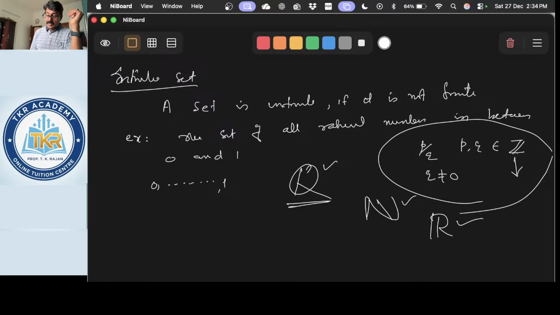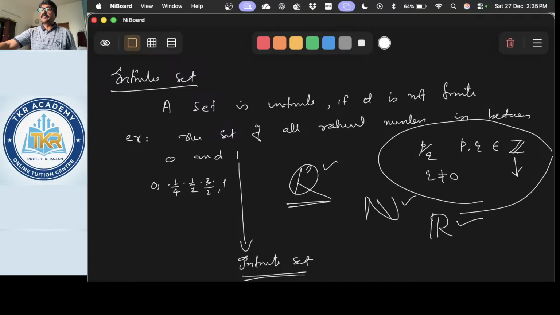For example, 0 plus 1, 1 by 2 is a rational number. 0 plus 1 by 2, 1 by 4 is a rational number. 1 by 2 plus 1 by 2, 3 by 2 is a rational number. So all these are rational numbers, all between 0 and 1. So there are infinitely many rationals between 0 and 1. Therefore, the set of all rational numbers between 0 and 1 is an infinite set. This is not finite. So there are finite sets and infinite sets.